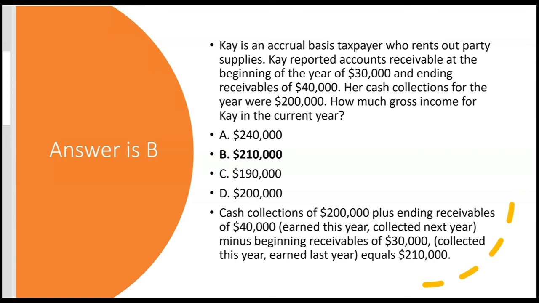So notice that accounts receivable went up from $30,000 at the beginning of the year to $40,000 at the end of the year. Anytime accounts receivable goes up, it means you earned more than you collected. And if you collected $200,000, then you must have earned, in this case, $10,000 more than that.